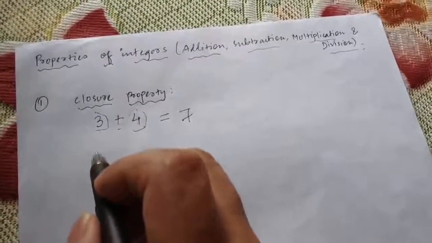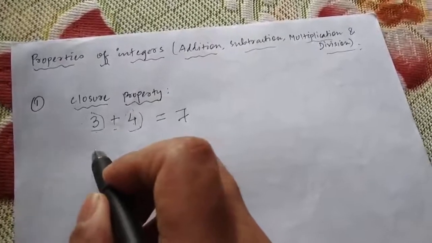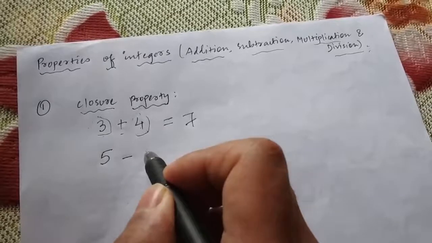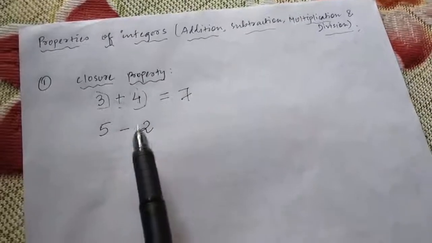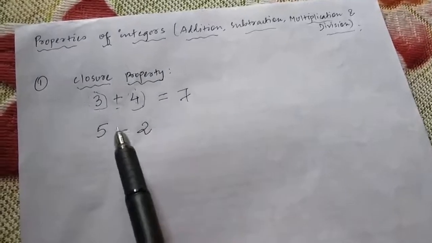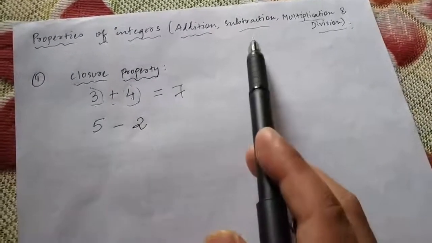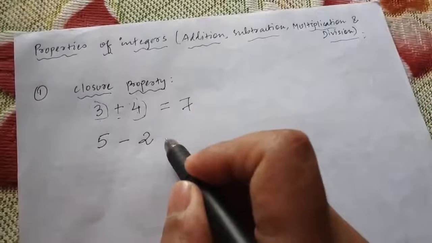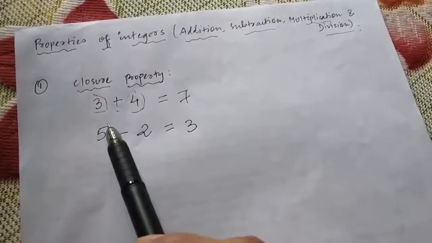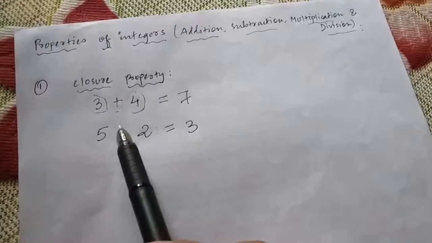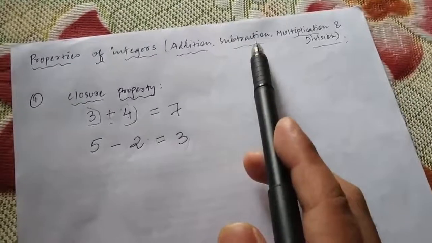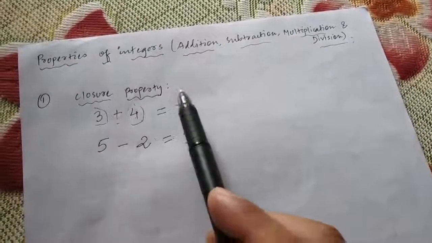Now we will see for subtraction. So let us take 5 minus 2. Okay, so see here, 5 is an integer, 2 is an integer, our operation is subtraction. And what answer will we get? We will get the answer as 3. So I have taken an integer here, an integer here, I have done the operation of subtraction, and I got an integer. So for subtraction also closure property is true.